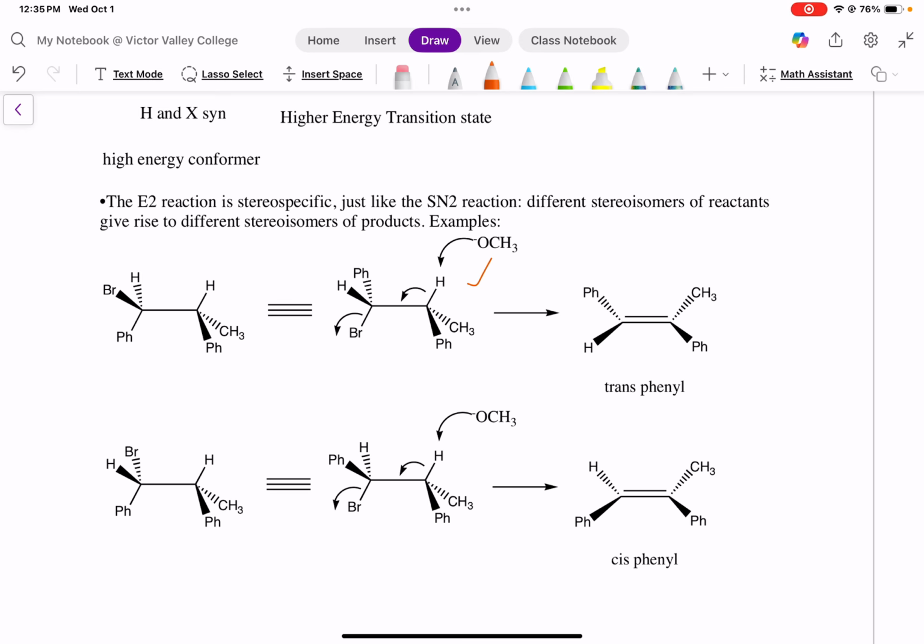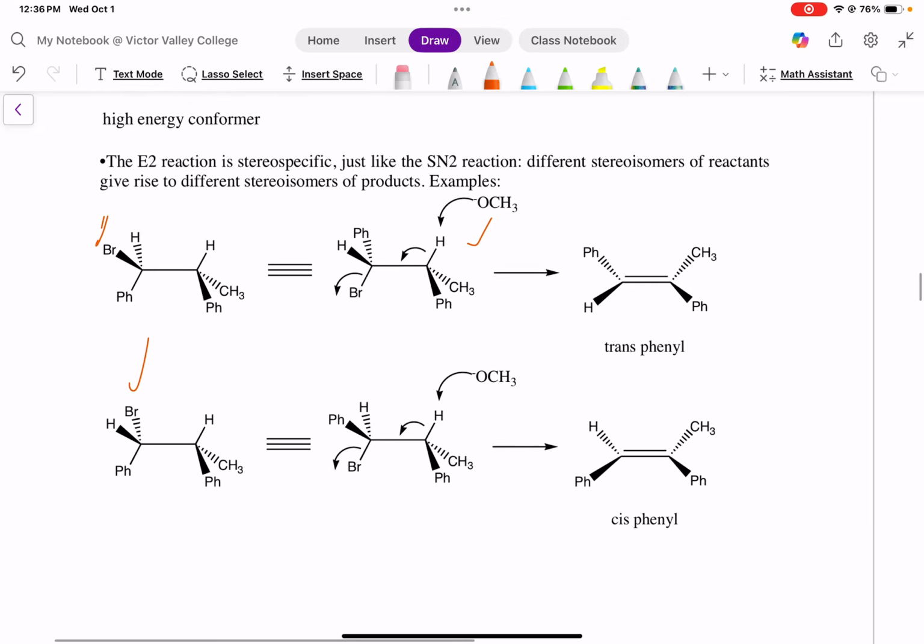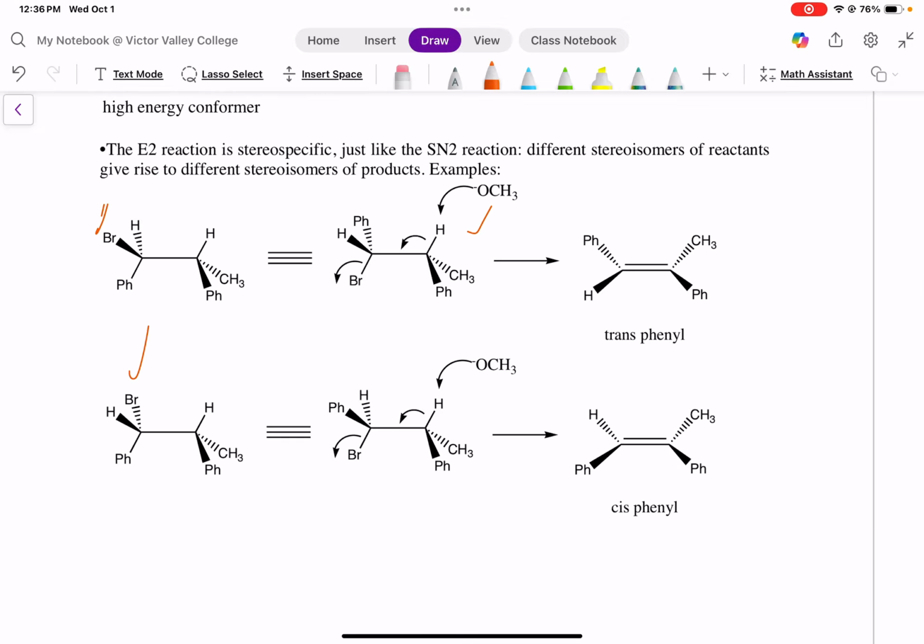Now, if you turn it around a little bit, notice the difference. The bromine is in the back now, instead of the bromine in the front. Okay, so notice the difference. You get the cis. The two phenyl groups get pushed to the same side. So it does affect the stereochemistry of the products, depending on where the bromine and the hydrogens are. Okay.